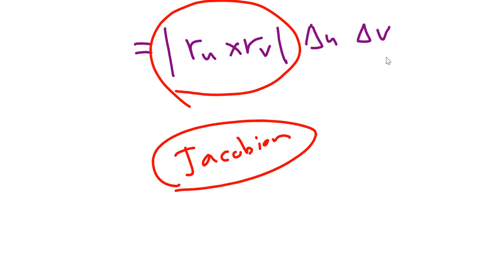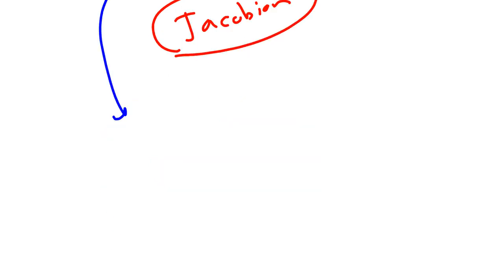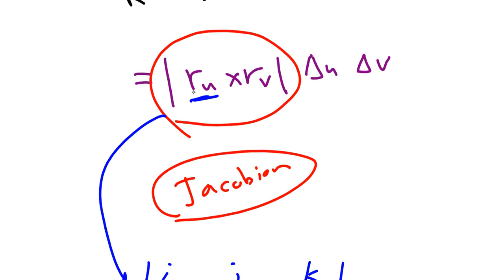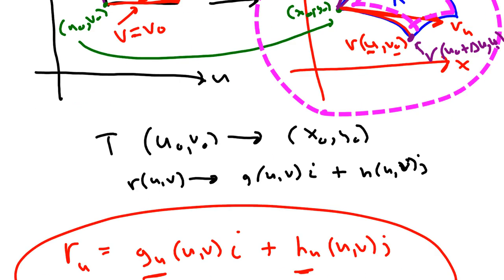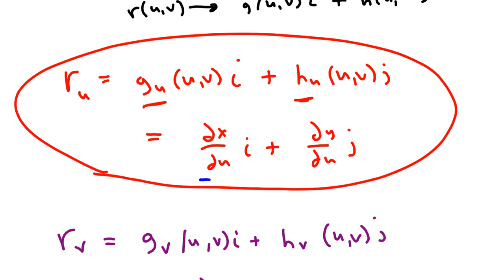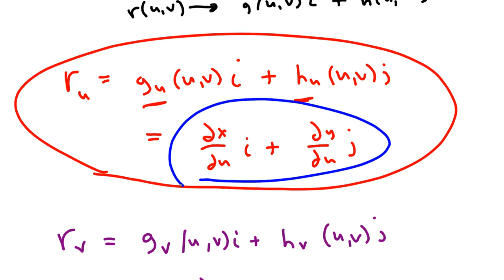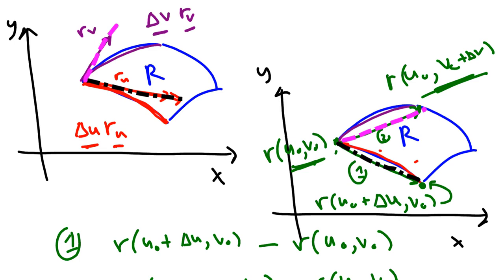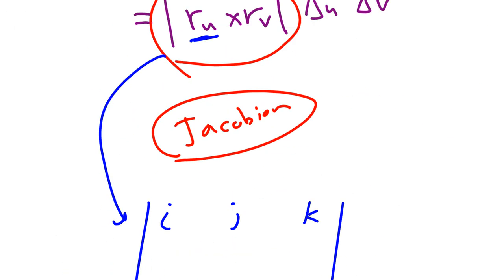Okay, I guess one last thing we could do just in terms of notation, you can write this as a determinant if you like. You can write i, j, k, that's how we write cross products. And then, since it says r sub u, we showed already r sub u is really this thing. So that'll be the first row of our Jacobian matrix. And then this thing will be the second row of our Jacobian matrix. So here we go. Get ready. So we'll write that out.